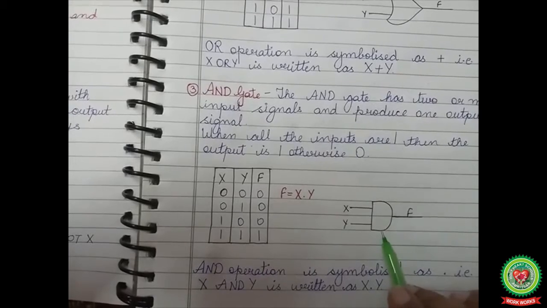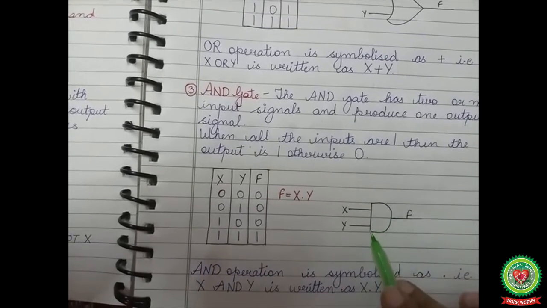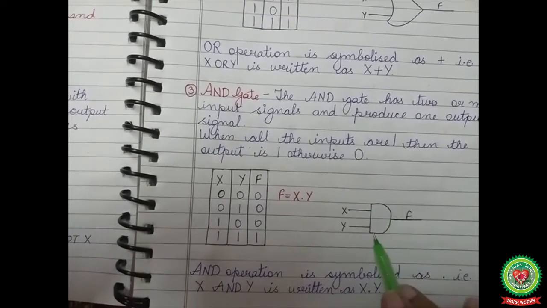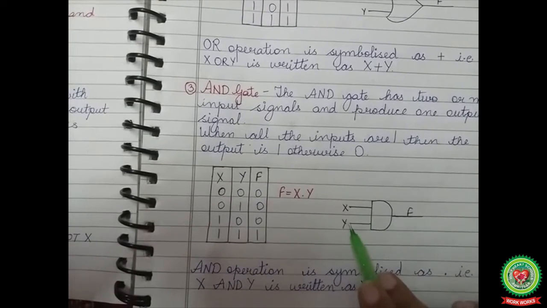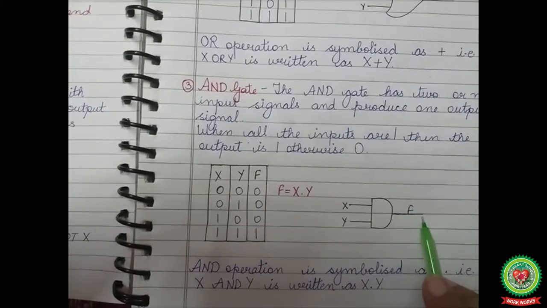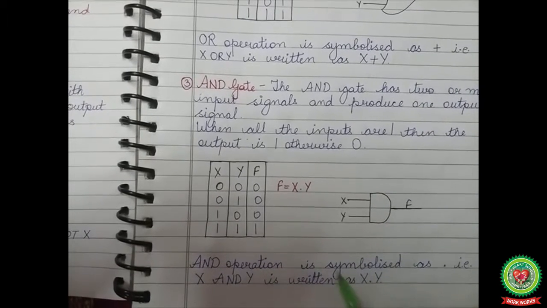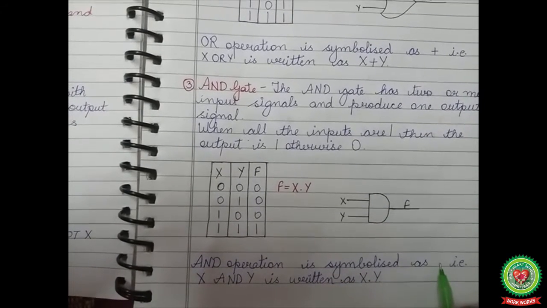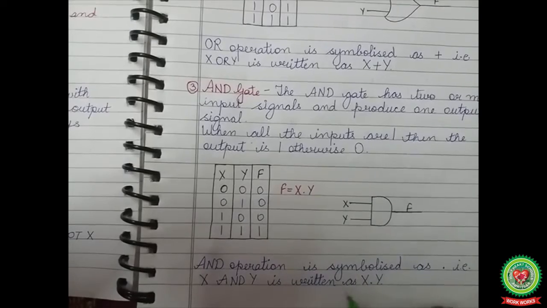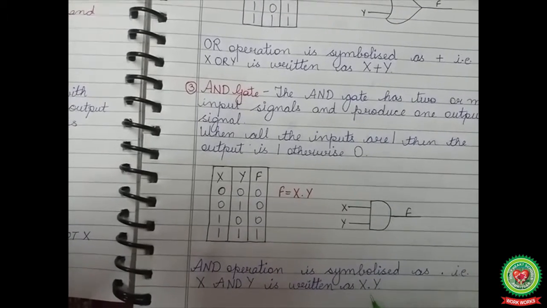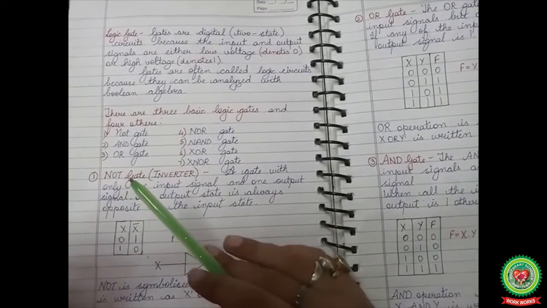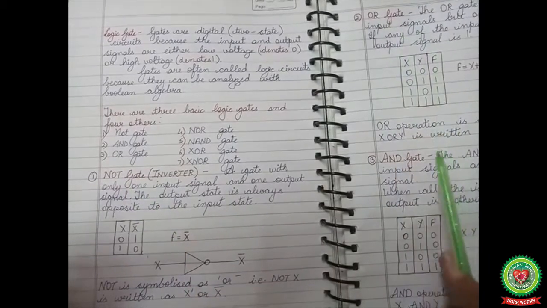It is represented in the form of a line with a semicircle. X and y are the 2 inputs and f is the output. AND operation is symbolized as a dot. So, x AND y is written as x dot y. So, these are the 3 basic gates: NOT gate, OR gate, AND gate.